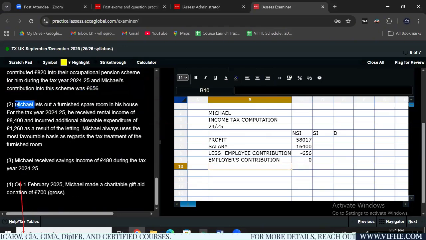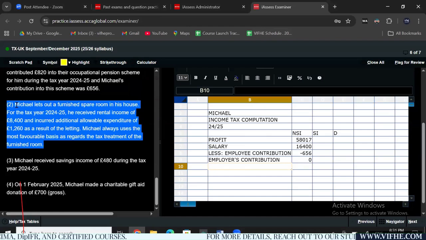Then the second information says that Michael lets out a furnished spare room. It is not the whole house, it is just a room which is being let out. For the tax year 24-25, he received a rental income of £8,400 and incurred additional allowable expenses of 1,260 as a result of letting. He always uses the most favorable basis as regards the tax treatment. Okay, just quickly tell me, what do you believe? Should I go for the normal rental income calculation, or shall I have to apply special treatment, which is about the deduction of rent a room relief? Which is going to be the most favorable?